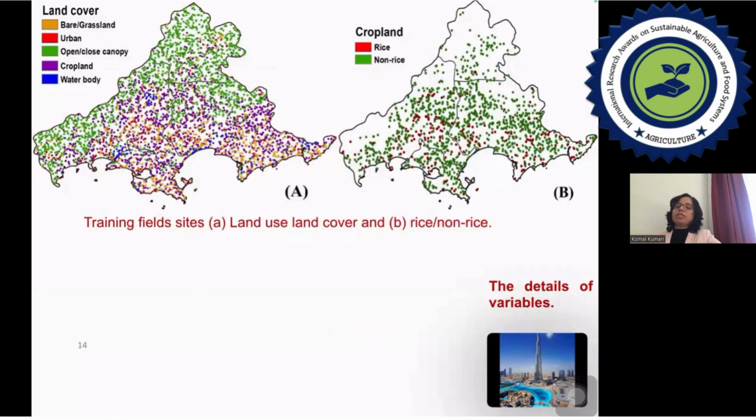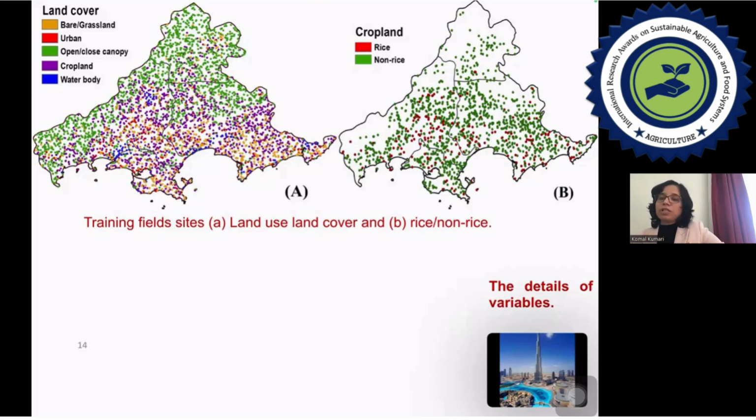We can divide our study area into different land use land cover classes such as grassland, settlements, open and closed canopy meaning forest, cropland, and water. Our study is on agriculture, so we give attention to cropland. Cropland has many types of crops, so we can identify only a single crop. In this map, we can see rice and non-rice area.